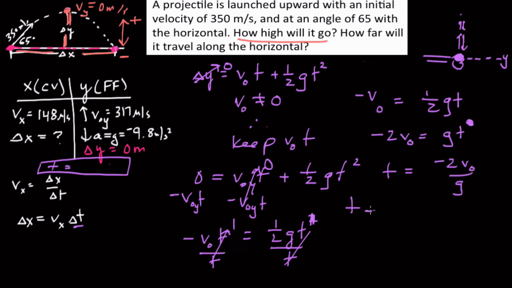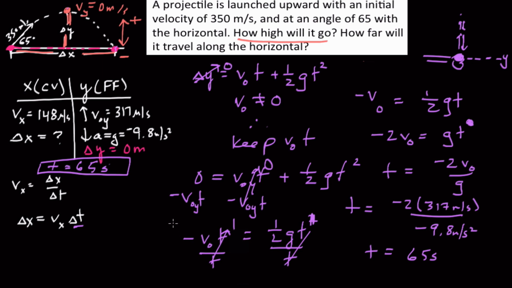Let me substitute. Negative 2 times V naught, which is upward, is 317 meters per second. G is downward, so it's negative 9.8 meters per second every second. Again, the signs matter. So time ends up being positive, which it should. When I solve for this, I get 65 seconds. This thing's going to be up in the air for a little more than a minute if I launch it.